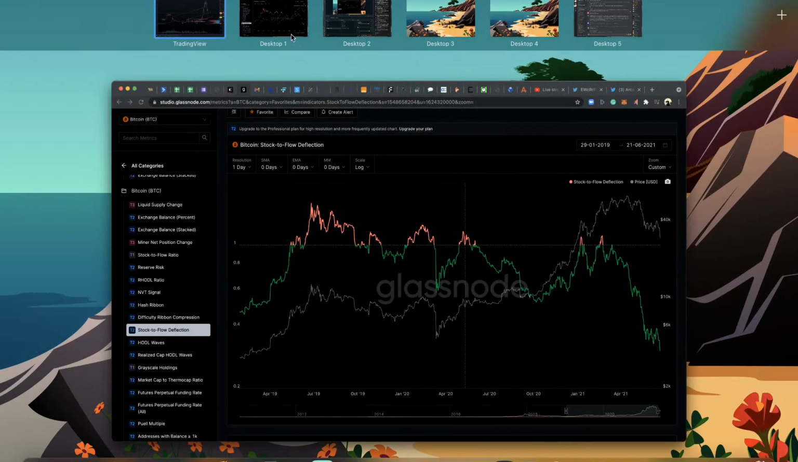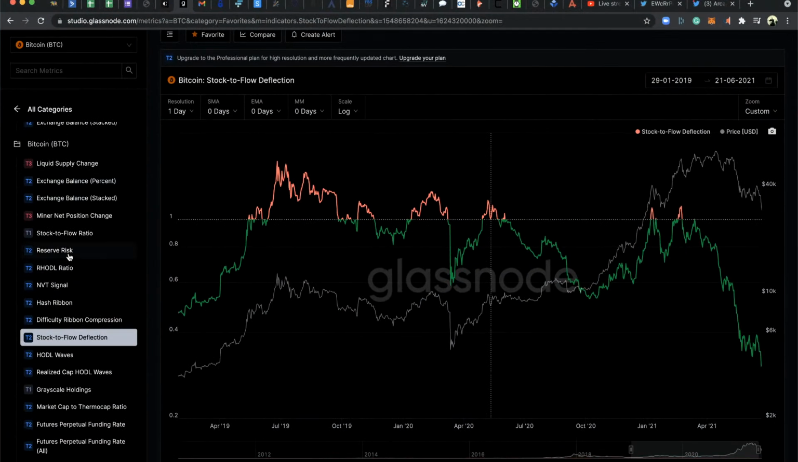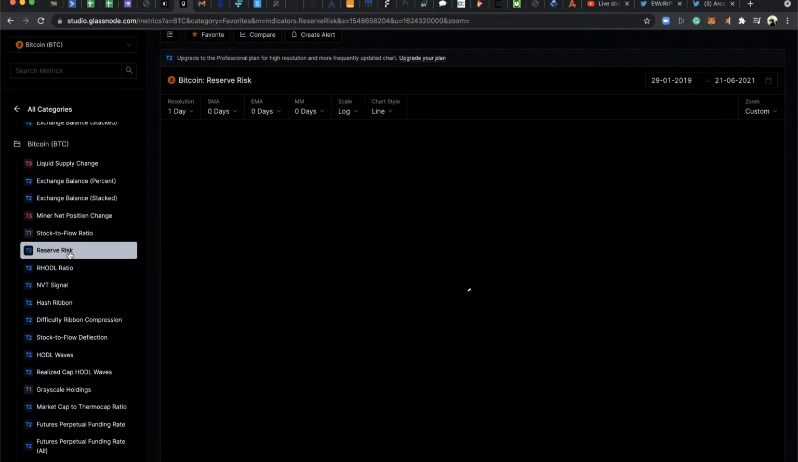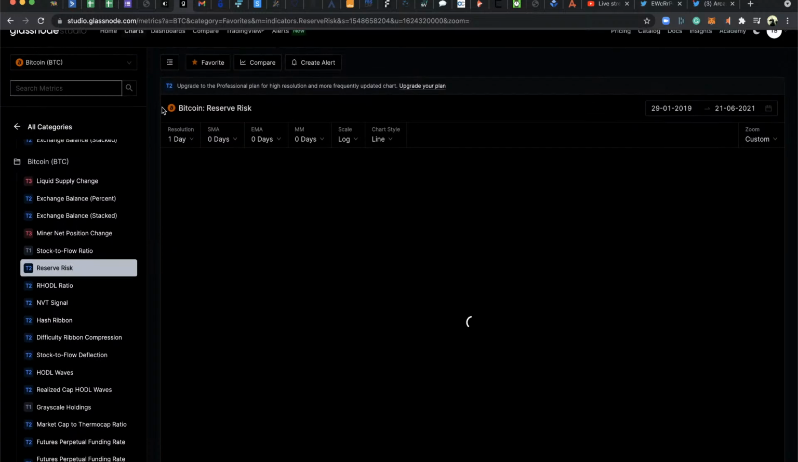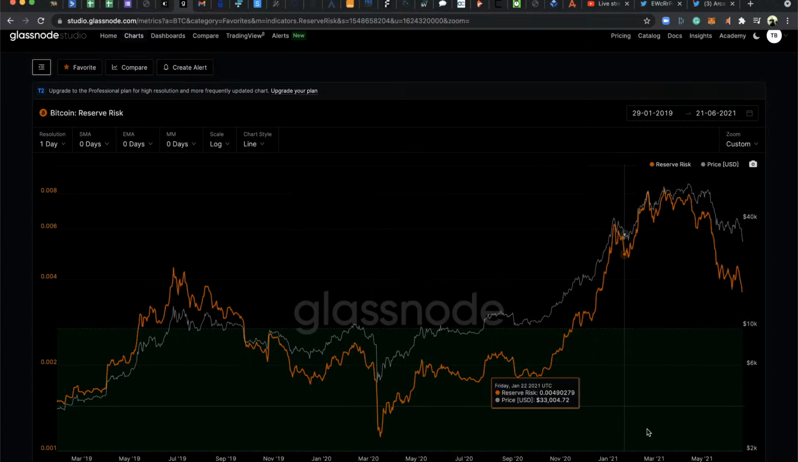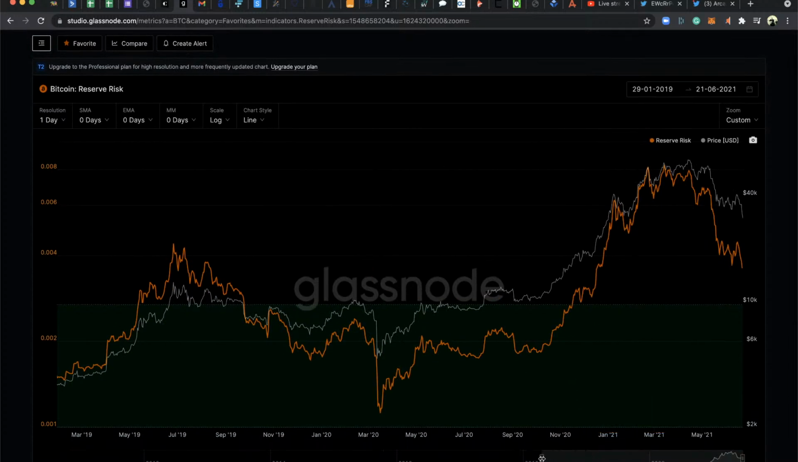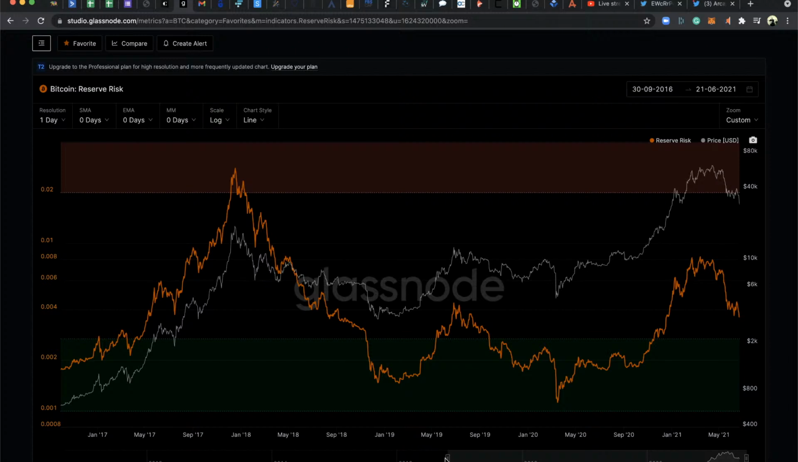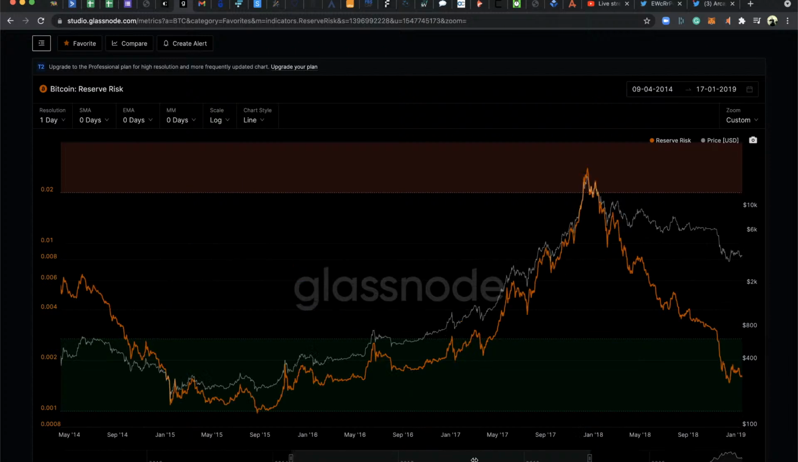I did want to go over one last thing here, the reserve risk ratio too. So the reserve risk ratio is another way we like to look at the current price of Bitcoin versus how much risk there is to buy it. So anytime that you were in the green here, that was a good spot to accumulate Bitcoin.